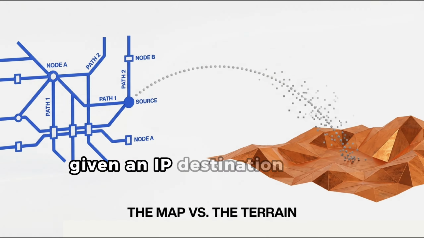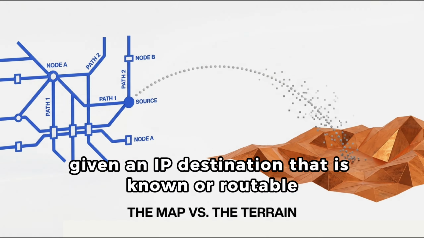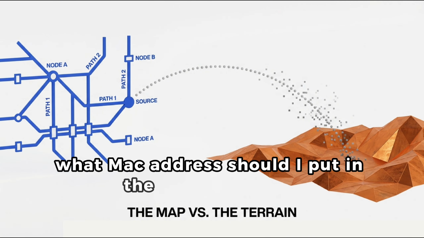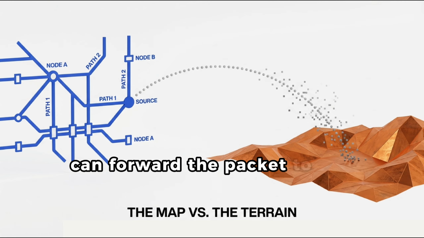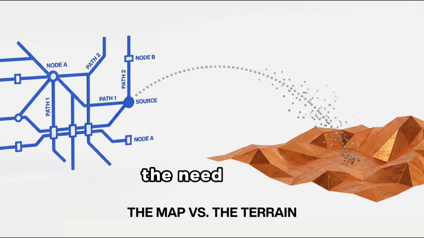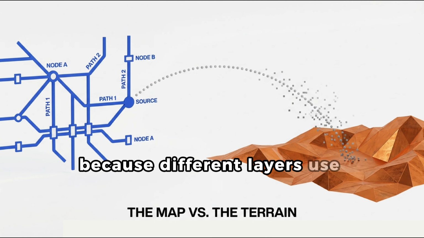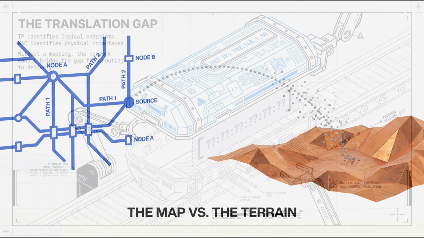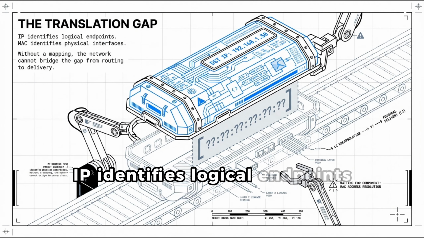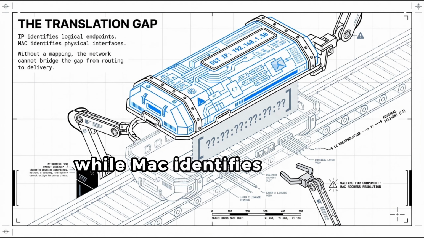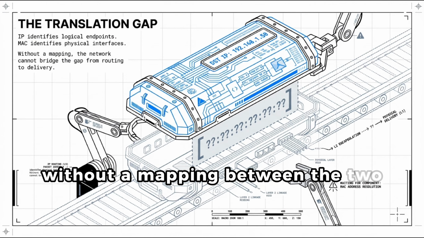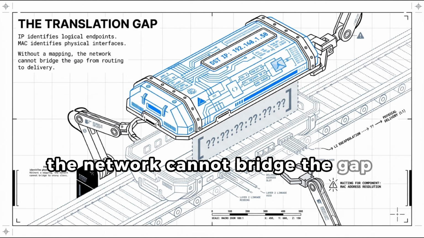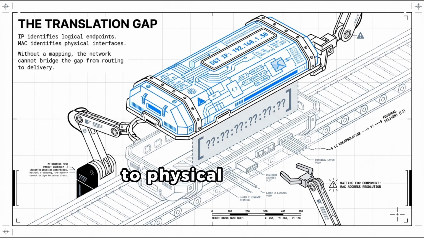At its core, address resolution answers a practical question. Given an IP destination that is known or routable, what MAC address should I put in the Ethernet frame so the local switch or NIC can forward the packet to the correct device? The need arises because different layers use different naming schemes. IP identifies logical endpoints, while MAC identifies physical interfaces on a local link. Without a mapping between the two, the network cannot bridge the gap from logical routing to physical delivery.